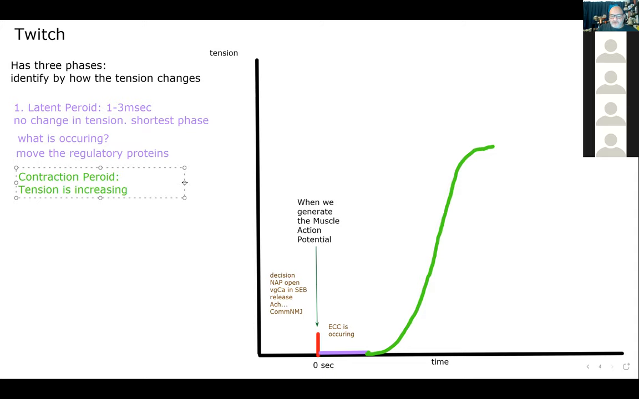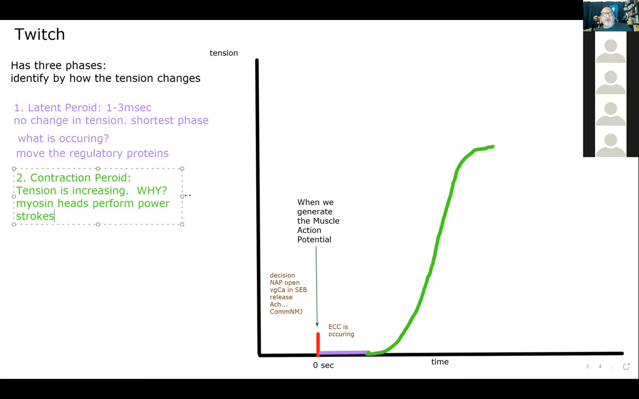Why are we getting this increase in tension? What produces the tension again? Power strokes, absolutely. So it's myosin heads performing power strokes. Now, if the tension is going up, what's happening to the number of power strokes that are taking place? Are we getting more or less? More myosin heads are performing power strokes. Why are there more myosin heads performing power strokes? What's allowing those power strokes to occur? More access to the actin. And what's giving them the access to the actin? Calcium. There you go. Absolutely, right? Active sites. Exactly.